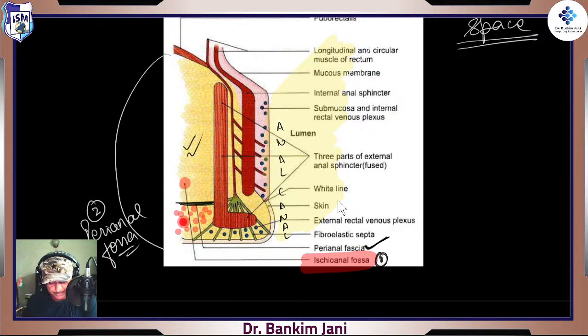Then all those septa, right? Fibroelastic septa, they are there. And the white line of Hilton, all the rest of the areas we talked about, right? This is like the external anal sphincter, fused submucosa, and mucosal membrane, longitudinal and circular muscles of the rectum. But this is one important thing, that from here this infection won't spread thanks to this perianal fascia.